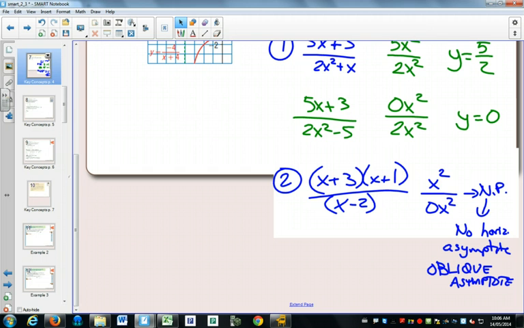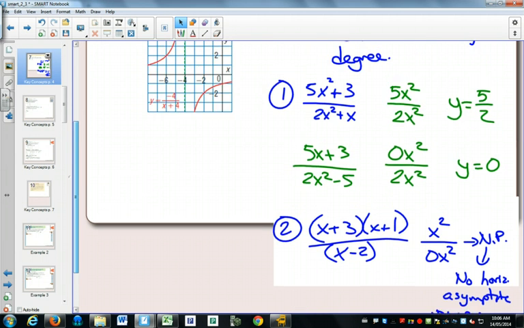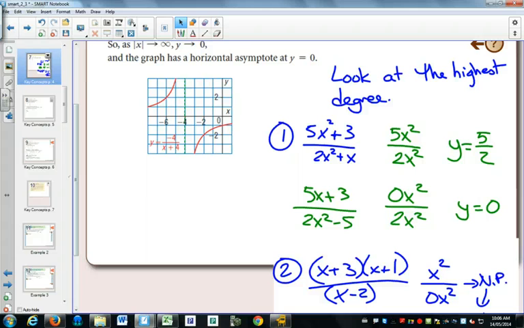So this is the summary. When you look at the highest degree, you'll be able to tell whether it's group 1. Group 1 is where you had no horizontal asymptotes; you might have a hole or oblique asymptote. Group 2 is where the degrees were the same, where once you simplify it, that's your horizontal asymptote. Or group 3, where the degree is bigger on the bottom, then you'll have an asymptote at y equals 0.